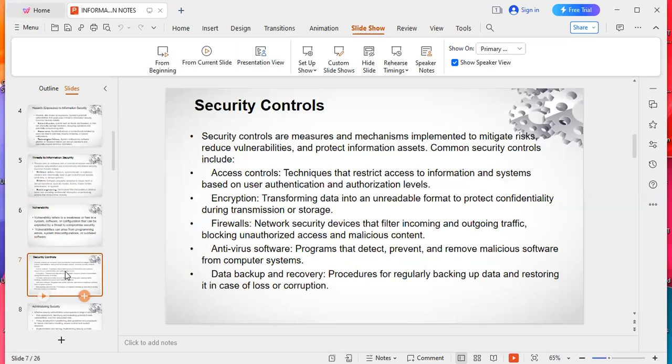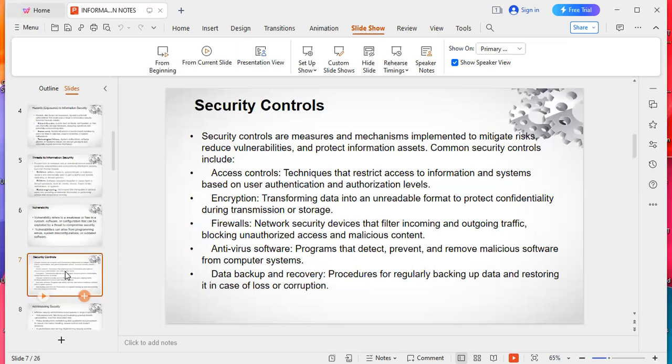Now, we've seen the threats, we've seen the vulnerabilities. Now, what are some of the controls? Security controls are measures or mechanisms which are implemented to mitigate the risk, to take care of the risk and reduce vulnerabilities. Some of the common controls include, number one, access control. These are measures, techniques that prevent access to information systems based on user authentication and authorization level.